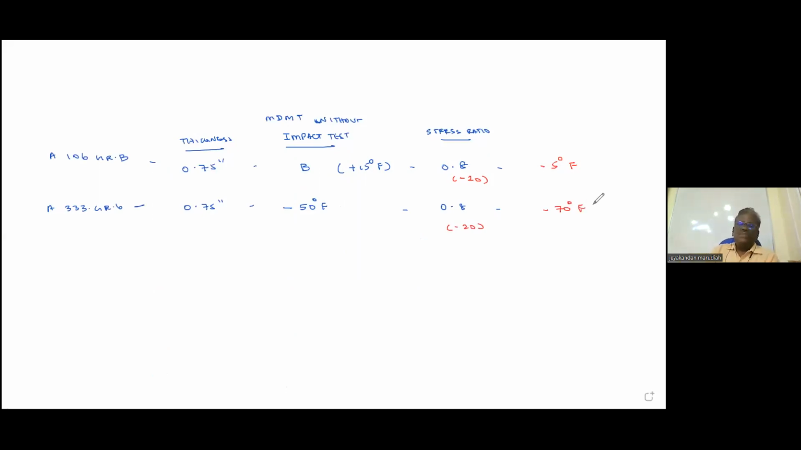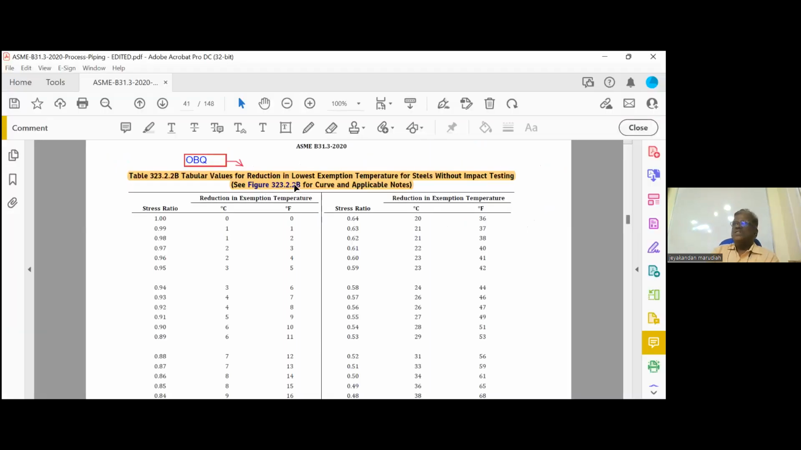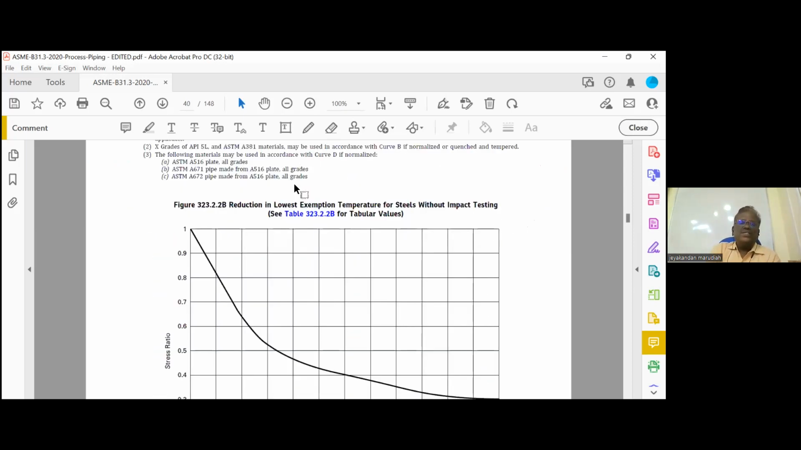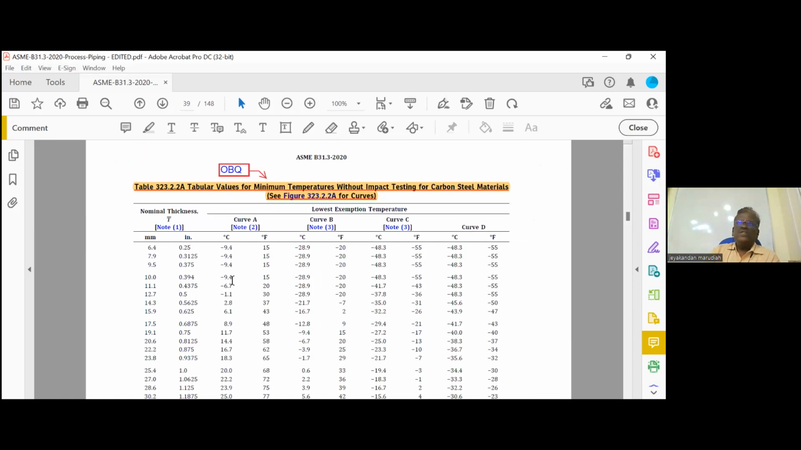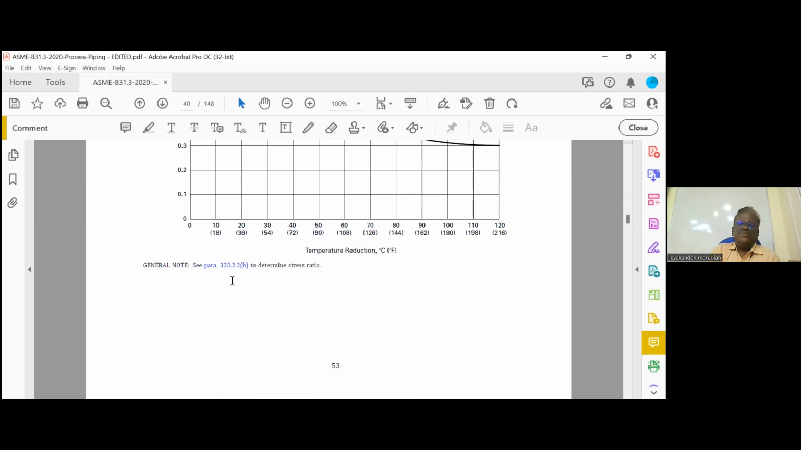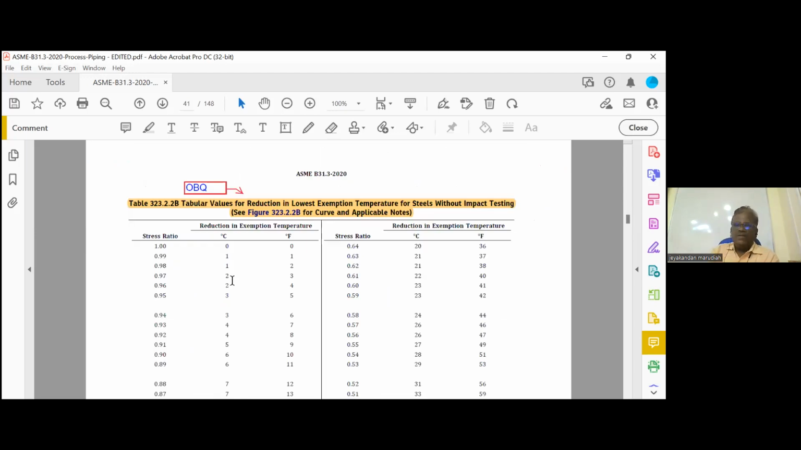This is the way you have to do it. So minus 20. Reduction means minus. You can see the table here: values of reduction in lowest temperature. Reduction means always minus only. All values are minus, that's why they didn't give plus or minus. In the other table it is not a reduction, this is the temperature you have to handle, that's why they specifically give plus and minus. Reduction means always minus.